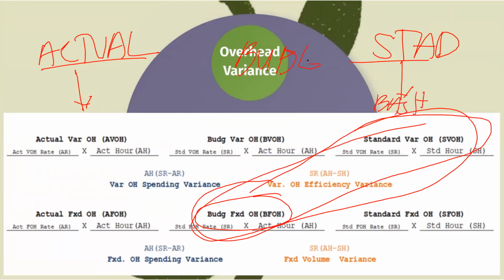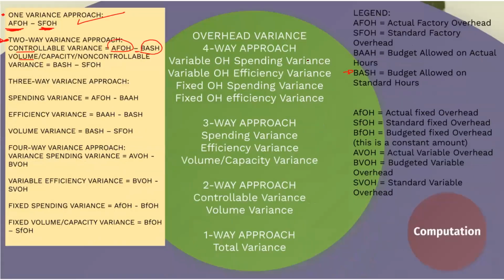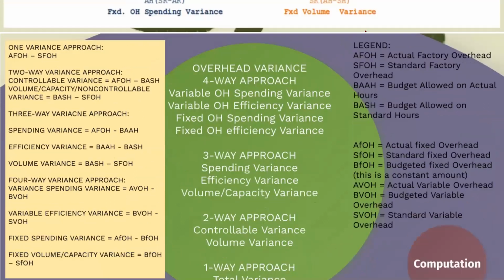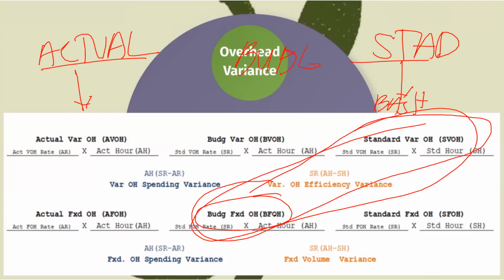Okay? We go back to the equations. How about the volume variance? It is BASH less SFO. SFO stands for standard factory overhead. Where is that? Okay? It is this one and the total of your standard, no? The standard factory overhead.